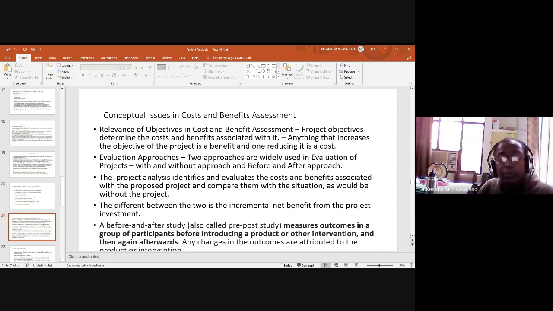Then the second approach, the before and after approach. A before and after study measures outcomes in a group of participants before introducing a product or other intervention, and then again afterwards, and any changes in the outcomes are attributed to the product or intervention. So this is the most important thing in the before and after approach: how it is going to measure and how you are going to analyze the results.